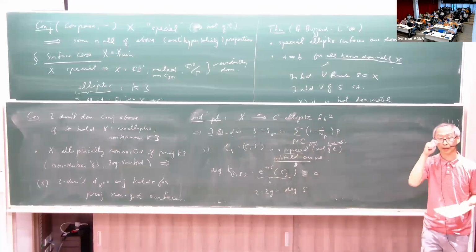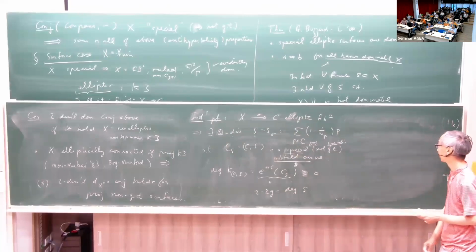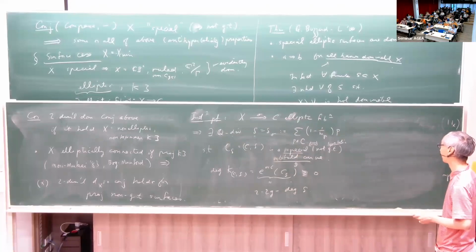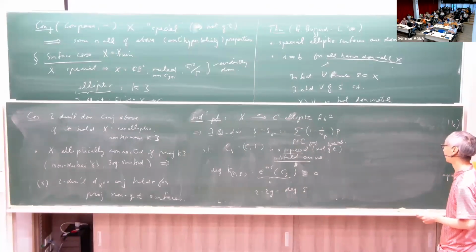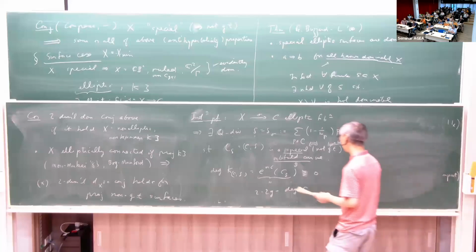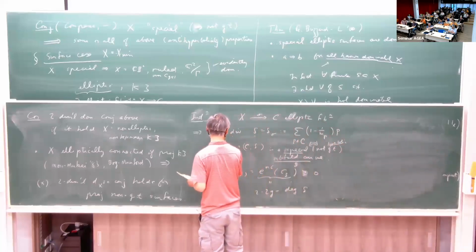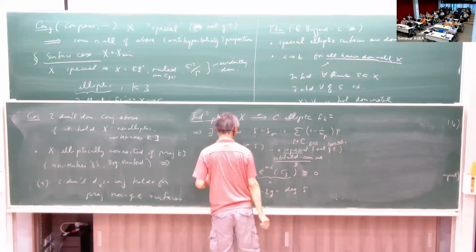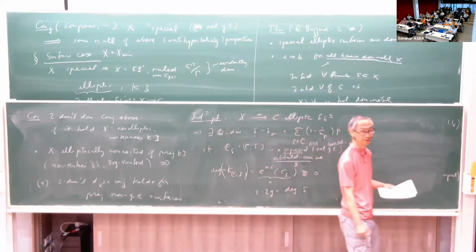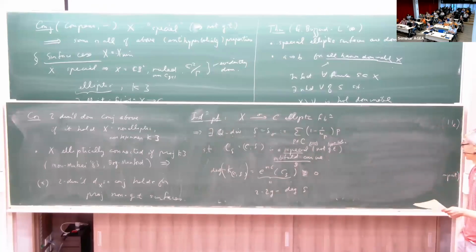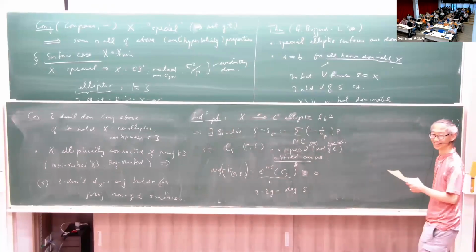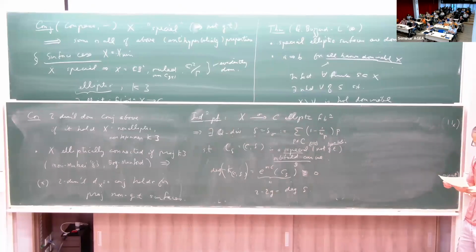Yes. I'm sorry, did I get this wrong? Degree of minus K_X. I'm sorry, this is degree of the tangent bundle. That's the only characteristic. Sorry, yeah. Okay.